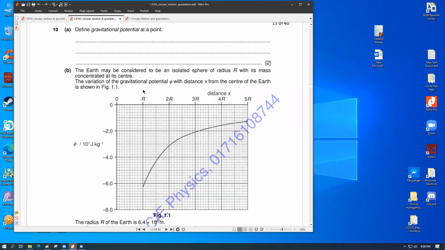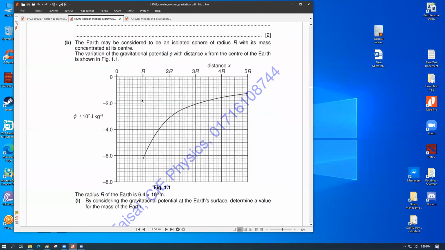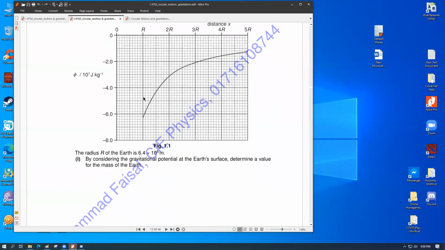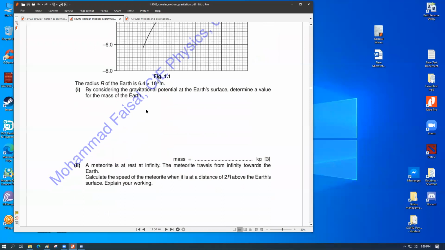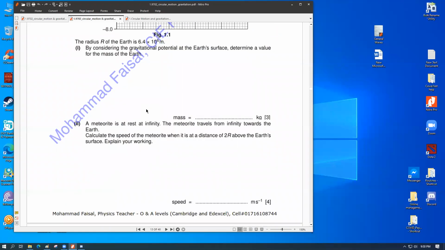Okay, what was I saying? I was reading the question. The earth may be considered to be an isolated sphere of radius r with its mass concentrated at its center. The variation of gravitational potential phi with distance x from the center of the earth is shown in figure 1.1. The radius of the earth is this much. By considering the gravitational potential at the earth's surface, given a value by the mass of the earth, calculate the speed of the meteorite when it is at a distance from the earth's surface, coming from infinity.